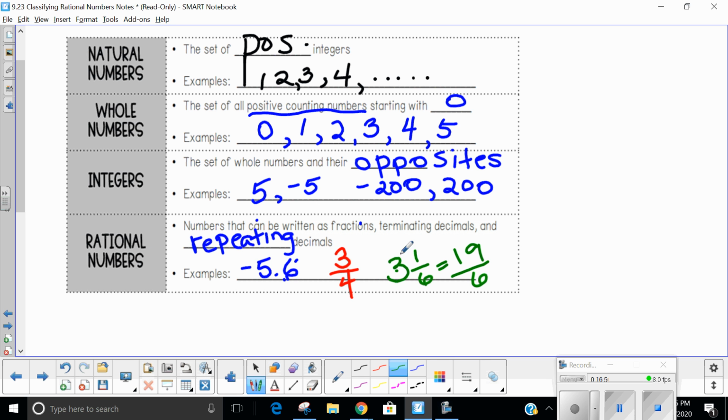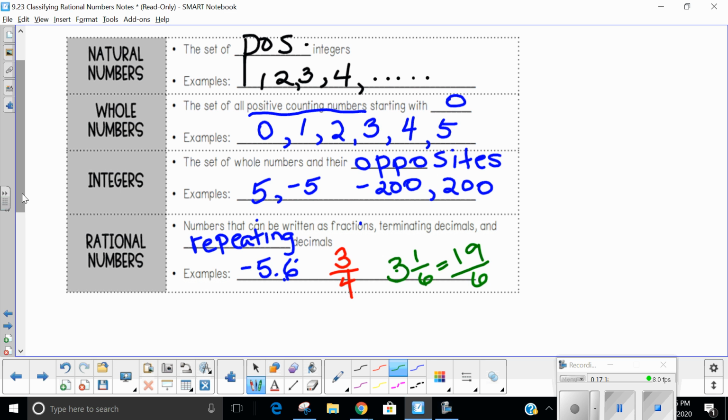Okay, so remember, if it has any kind of a fraction in it, or it just looks like a fraction, then it's going to go into the rational numbers category. And these can be positive and negative. And then you have negative 5.6, so you have a decimal format number, and it can be positive or negative, and that means it's a rational number.